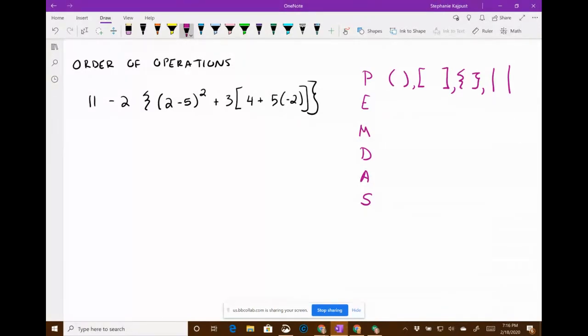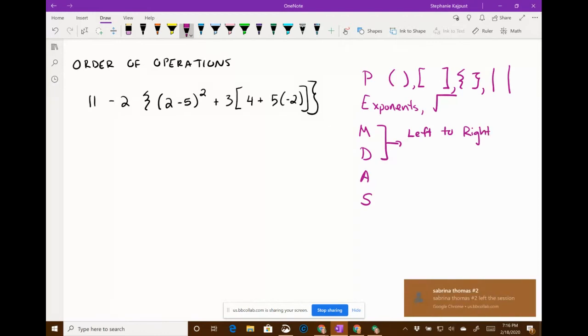E stands for exponents, and it also includes square roots. So if you see anything with square roots, that's done at the same time. M and D go together and they go left to right, just like the same order that we read. And this is multiplication and division.